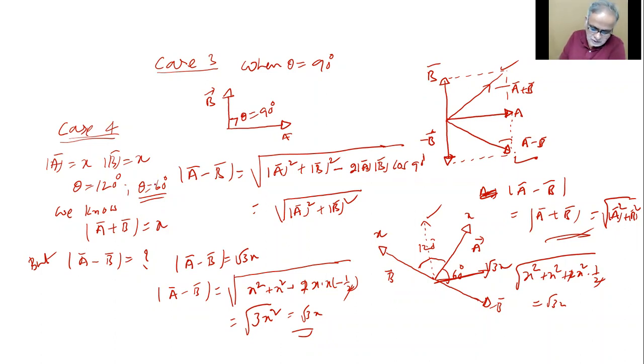With theta equals 60, what are you getting? Mod of A minus B is what? X. Whereas mod of A plus B is root 3x. I want you to do this kind of reversing and see the vector. Where is A minus B? Where is A plus B? All the time. So the first level of logical adequacy will be maintained later.